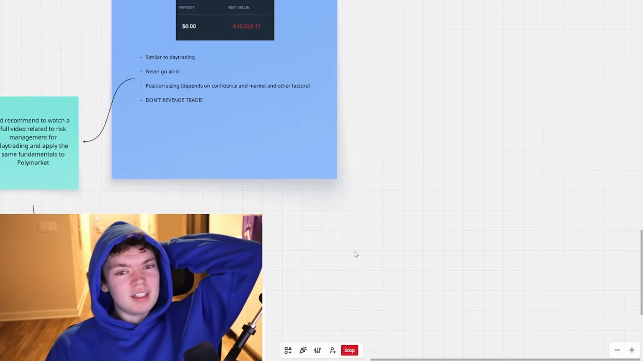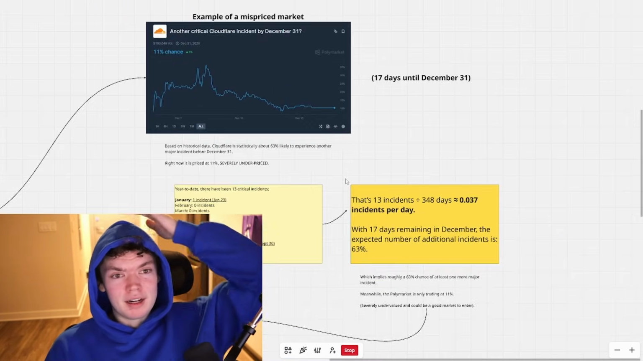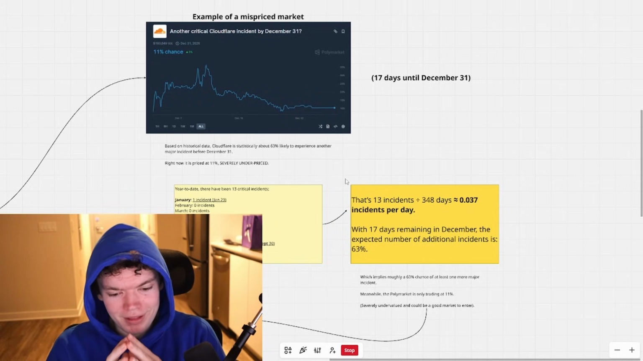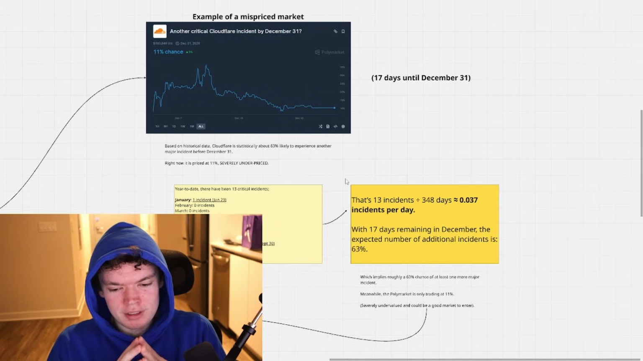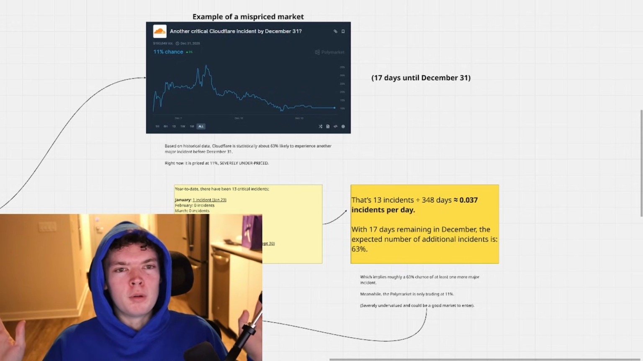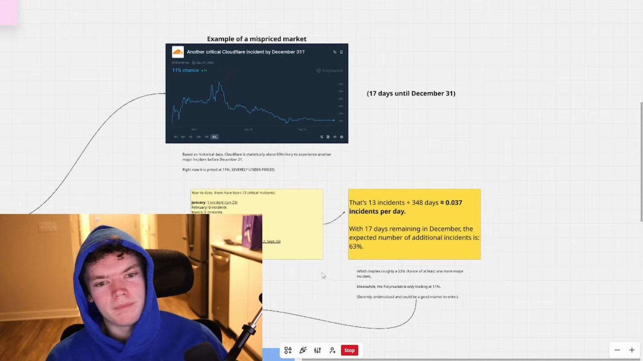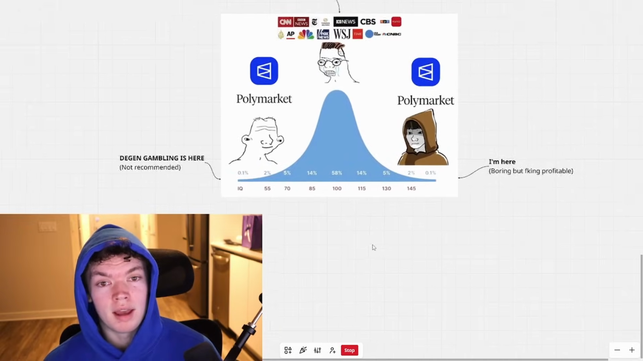Okay. Like doing all this, I'm in the Cloudflare market because the analysis of the data suggests a 63% likelihood, but the current probability is only 11%. Like, it's a little boring, okay, doing this, but that's how you become profitable, okay?